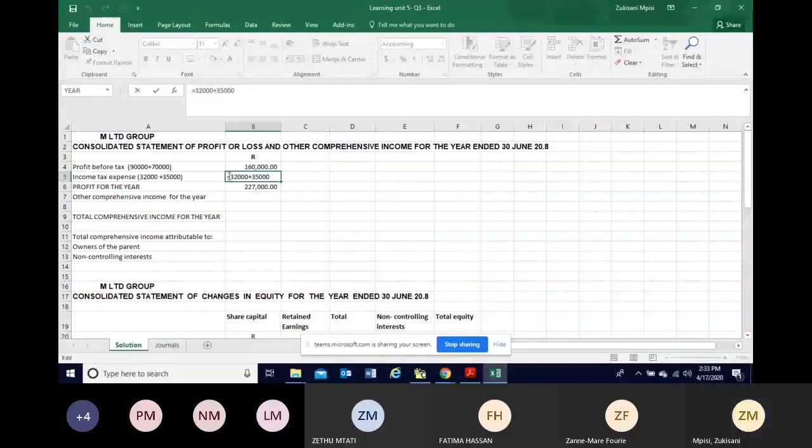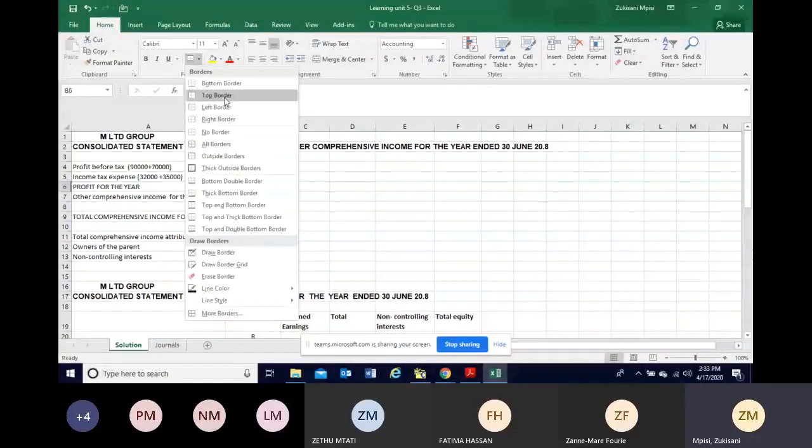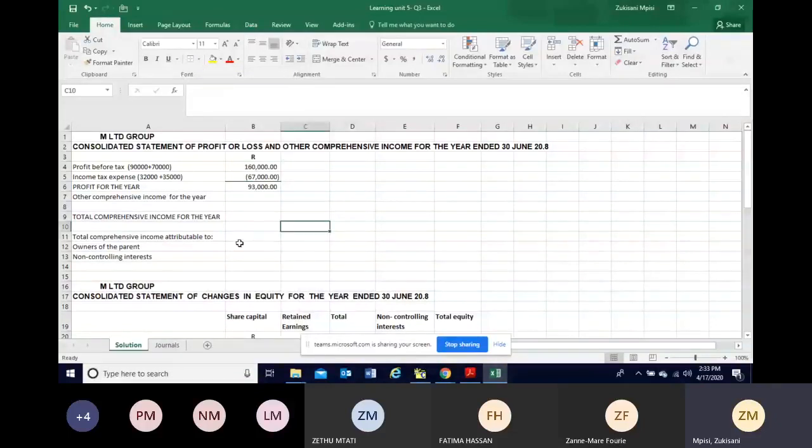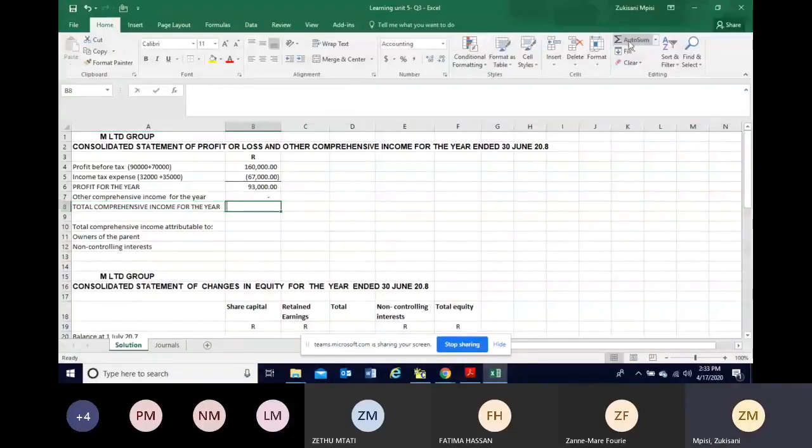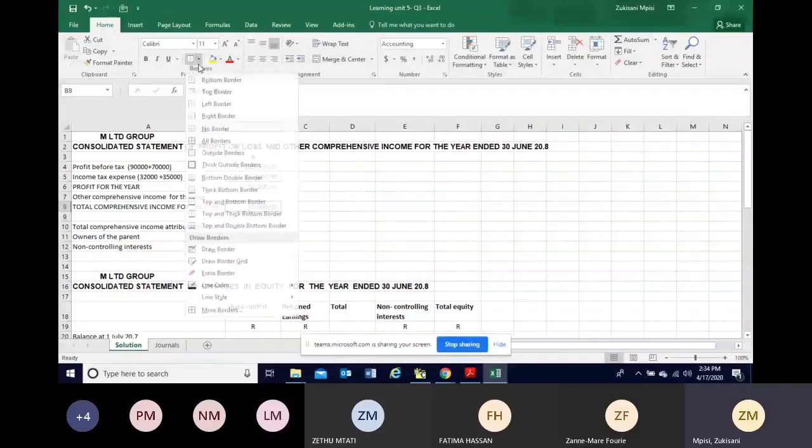Oh, sorry. We have to deduct our income statement. And then we get to our 93,000, which is profit for the year. And then we don't have anything for other comprehensive income. And then we have total comprehensive income, which is going to give us an amount of 93,000.